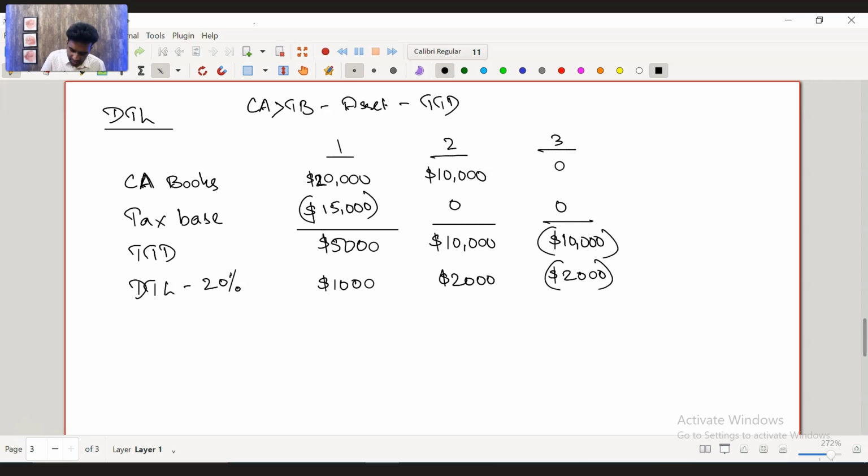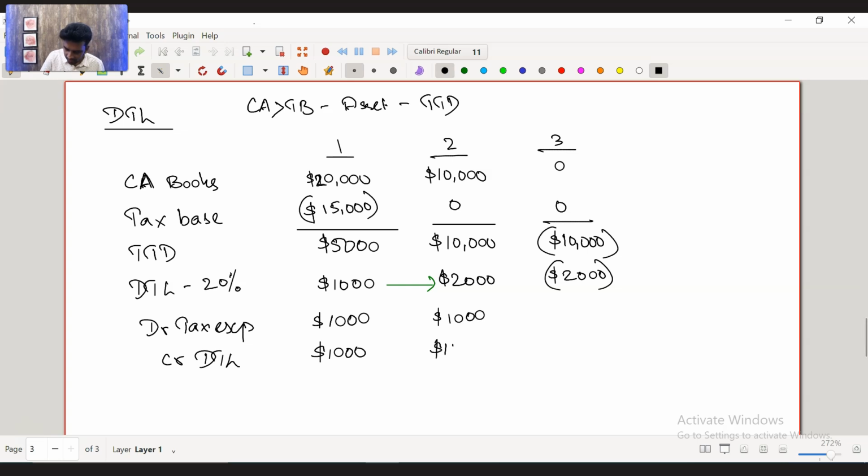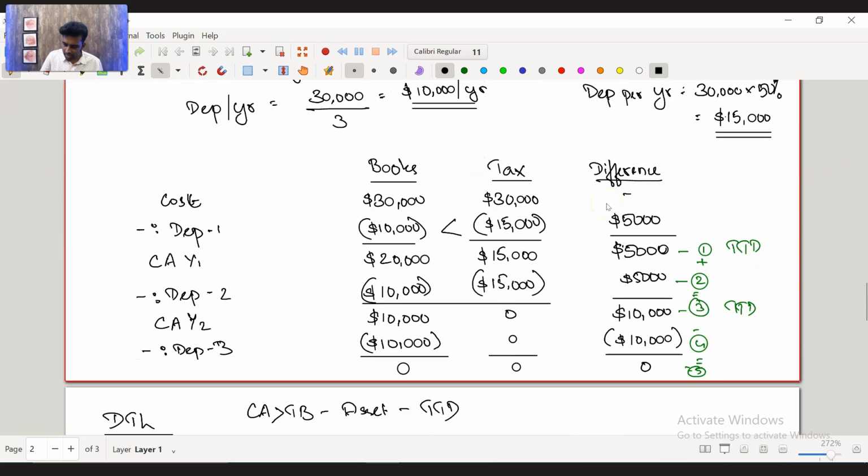Correct? So what will be the journal entry? Debit tax expense $1,000. Credit deferred tax liability of $1,000. In the next year, you have to increase the liability to 2,000, so by 1,000 you will increase. So again 1,000 and 1,000. How can we understand this? In this second year it will be 1,000 because look at here. Look at this, for instance.